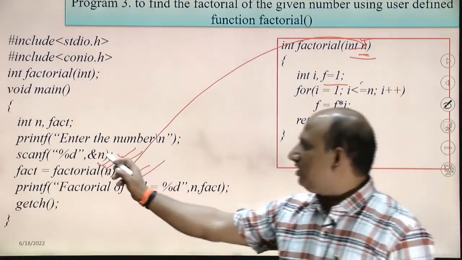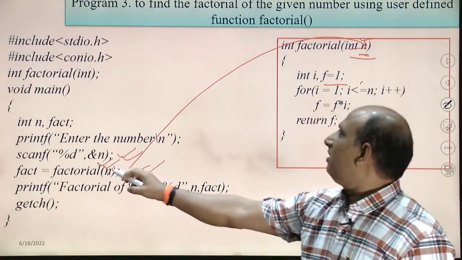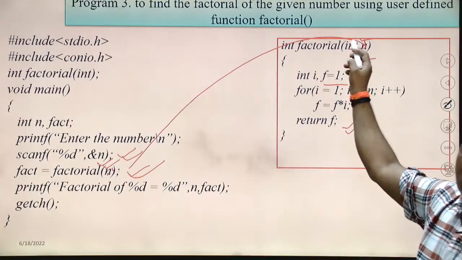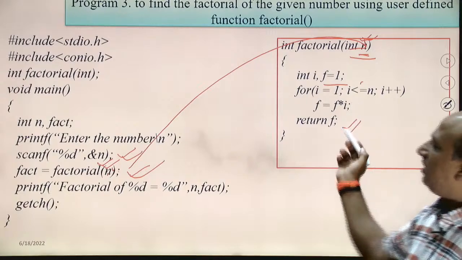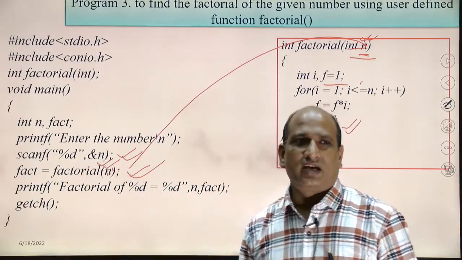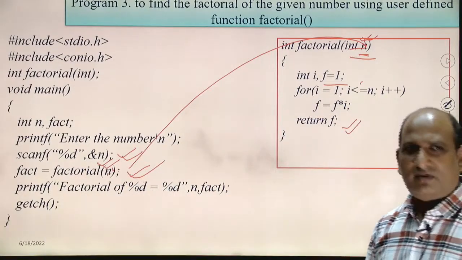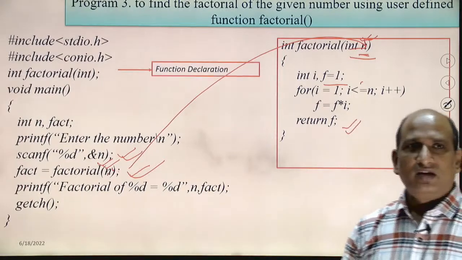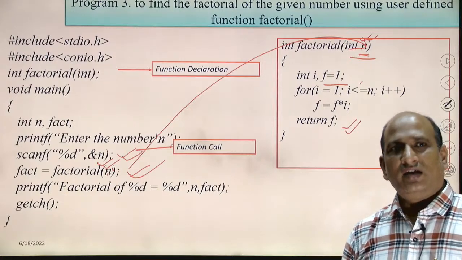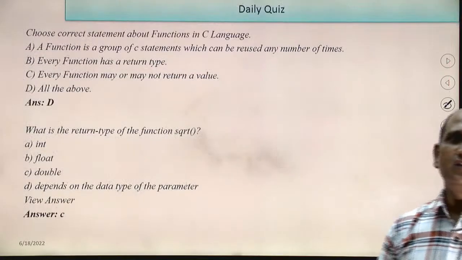So whenever n is passed, the value of n is copied to the factorial's n, and the factorial is calculated and returned. That has been assigned to the fact variable, and that is printed now. This way we can declare, define and call a function.